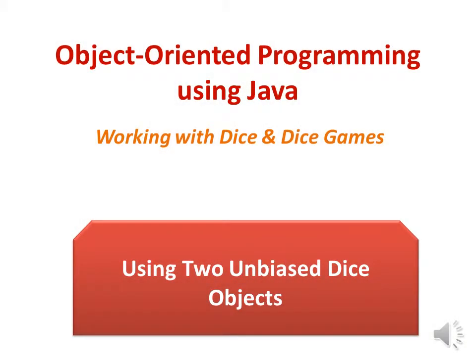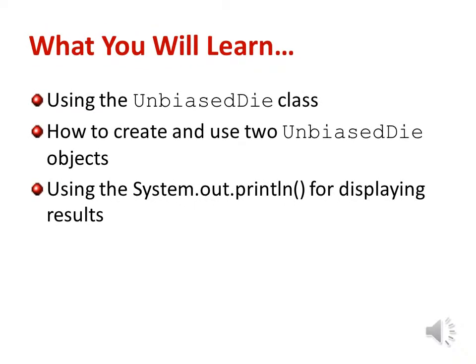You already know how to create and use an unbiased die class in Java. In this lesson, you will learn how to make use of the class unbiased die and use two unbiased die objects. In this short lesson, you will learn the following: using the unbiased die class, how to create and use two unbiased die objects, and using the System.out.println for displaying results.